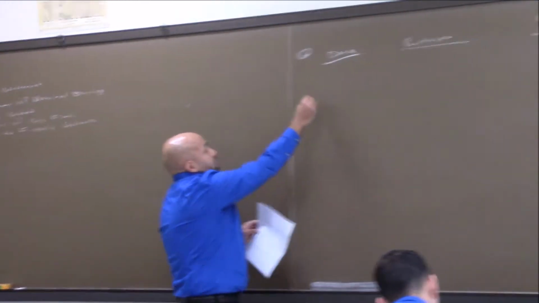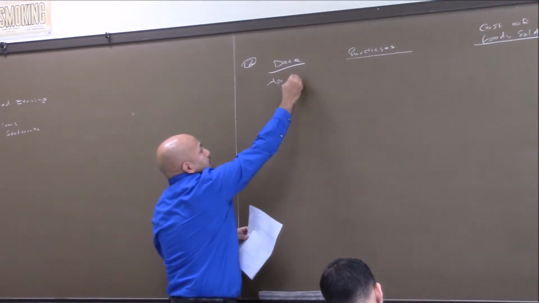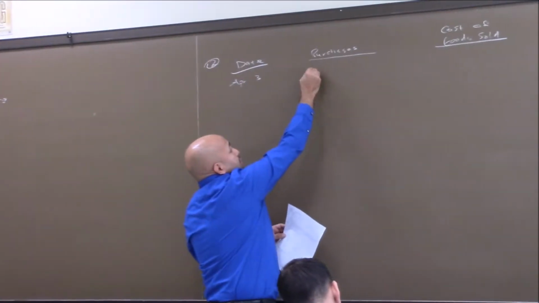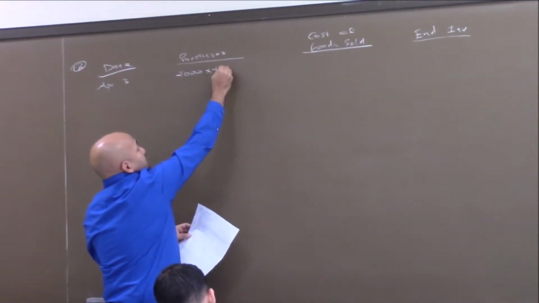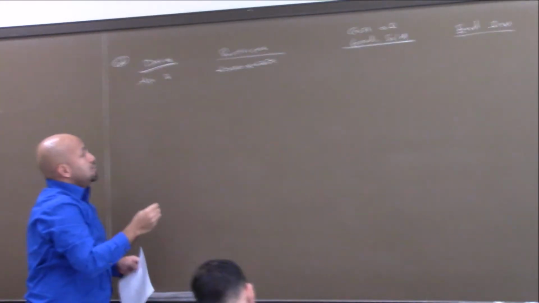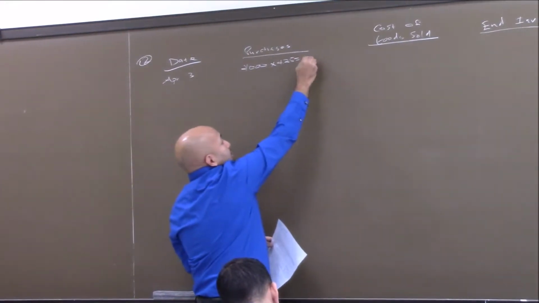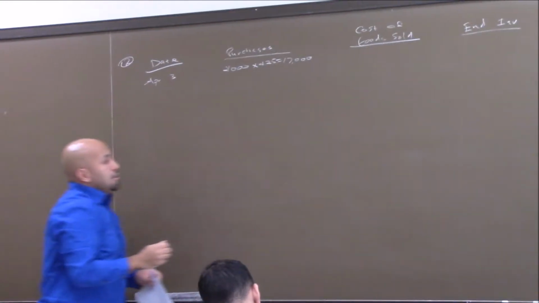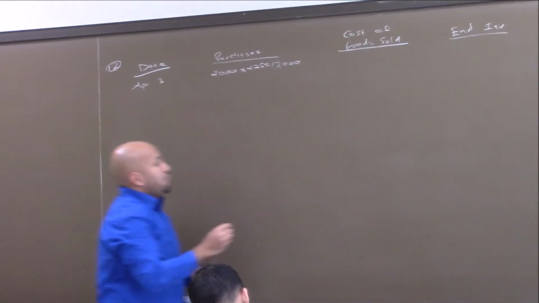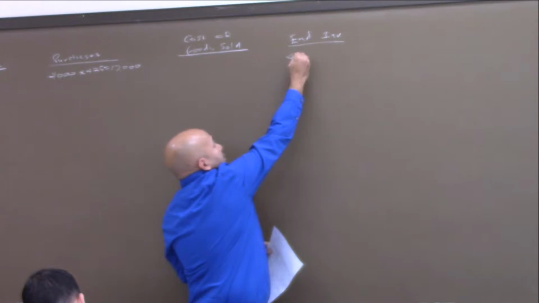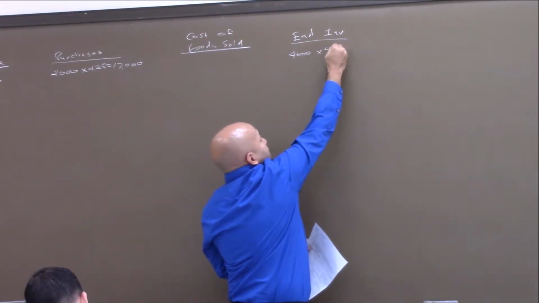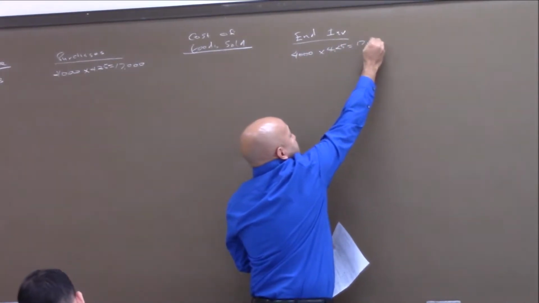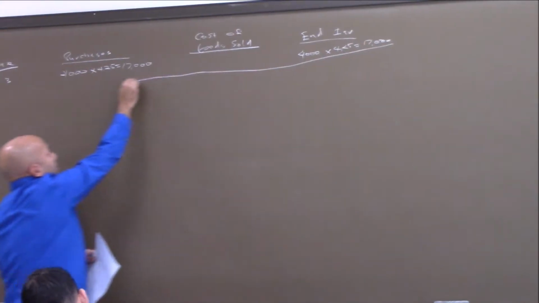April 3rd. So let's start listing the transactions. April 3rd, they purchased 4,000 units at $4.25, right? What does that equal? 4,000 times 4.25 equals 17,000. Nothing else happened on the 3rd, so we carry that balance to the ending inventory. So that's the first layer.